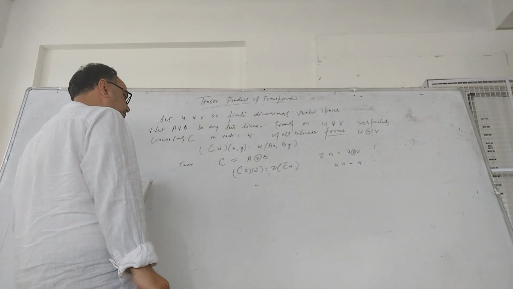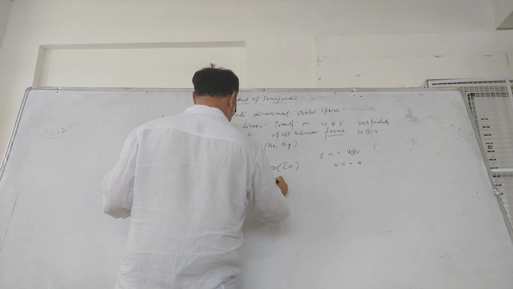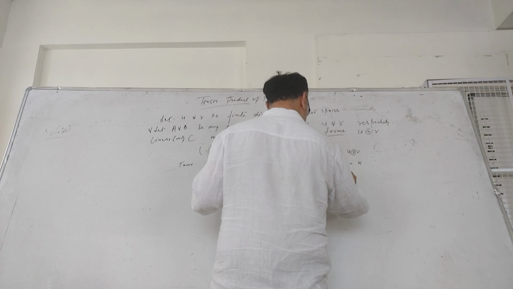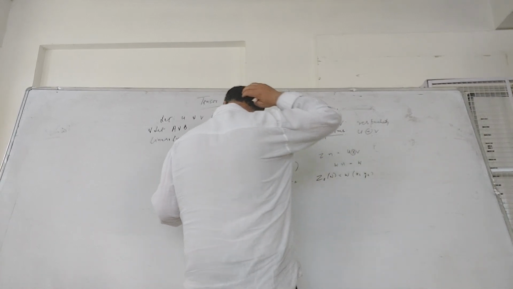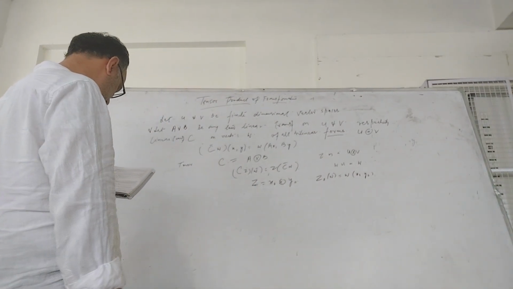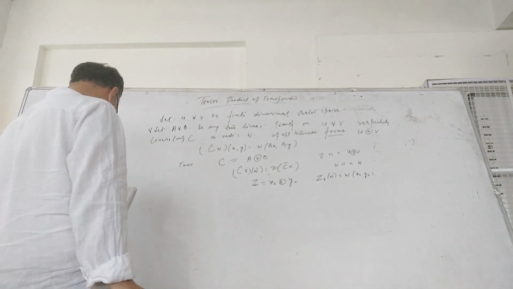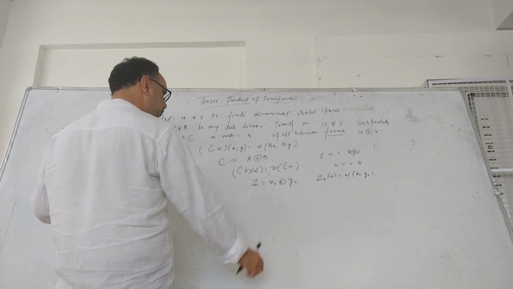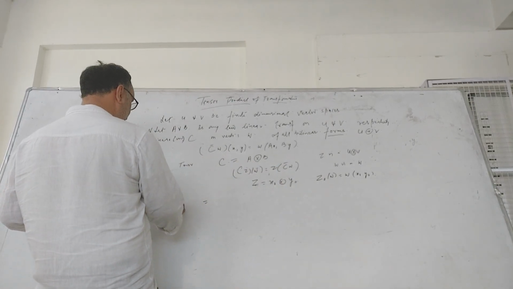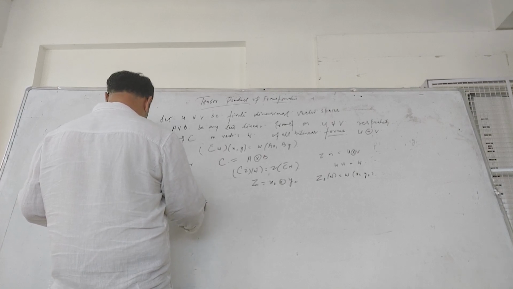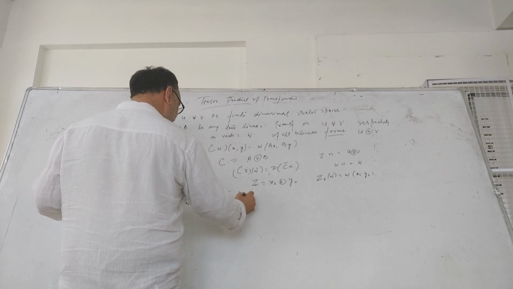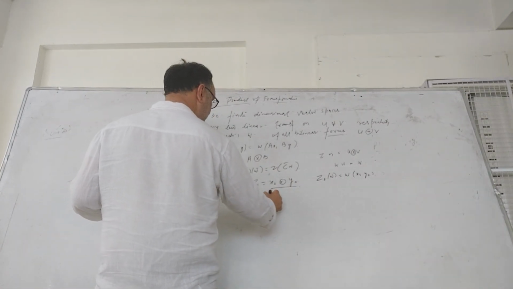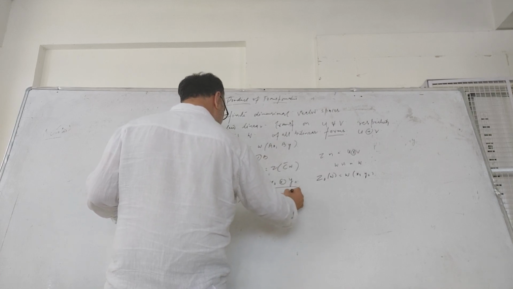So we translate them in terms of A and B. C of Z naught can be written as Z naught of C of omega, and here Z is written in terms of X and Y. So it will be X naught cross Y naught of C of omega.